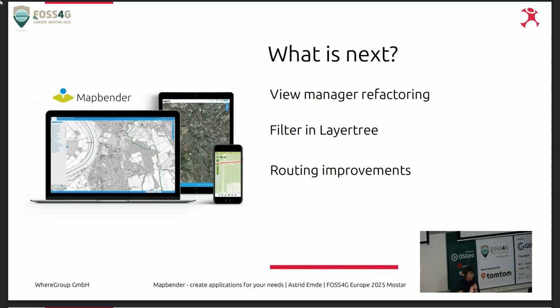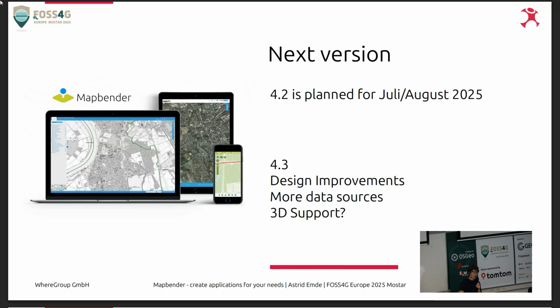There are some minor things that we are working on. We are refactoring an element called View Manager. We want to provide a filter in the layer tree, and the routing will get some improvements. And to come to an end, there will be version 4.2, and this will come soon, so maybe July or August, and then version 4.3 will come maybe at the end of the year. So looking forward to the new versions.